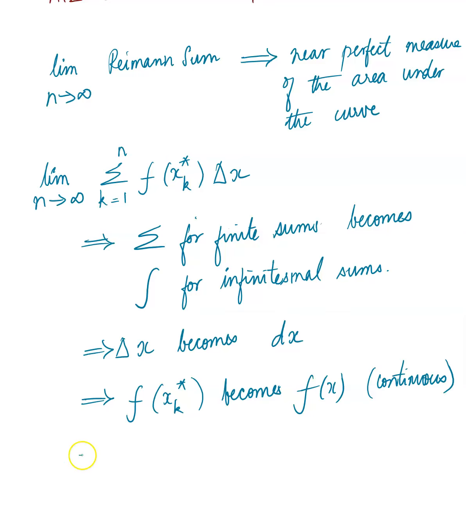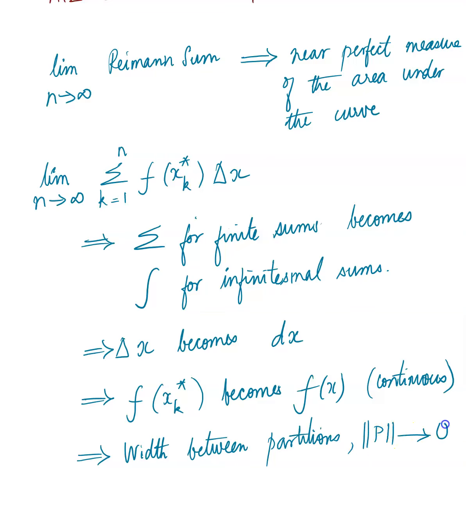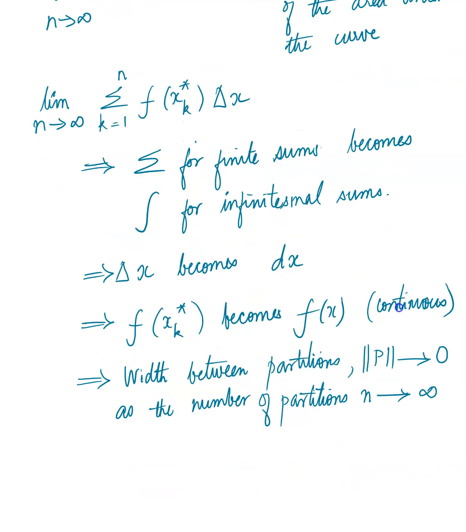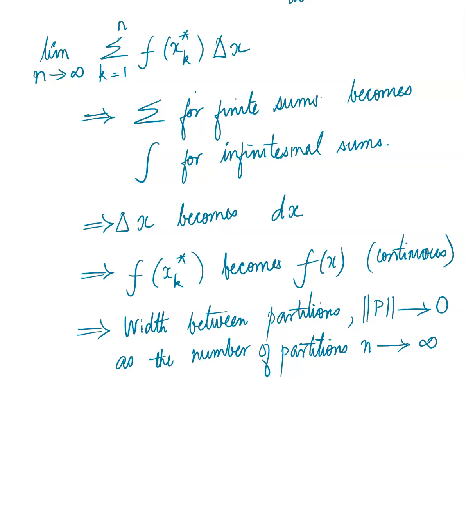And this means that the width between partitions, which you call the norm, approaches 0 as the number of partitions approaches infinity. That makes sense, doesn't it? The width between the partitions shrinks.